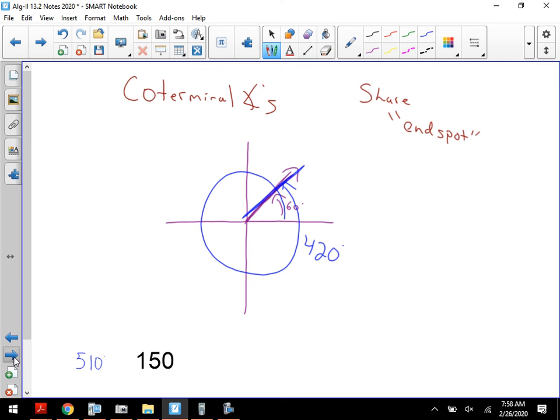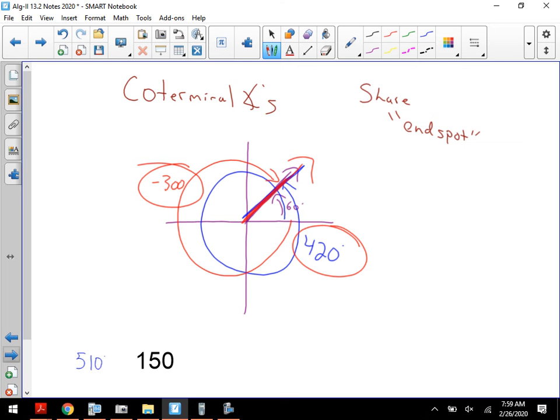A negative coterminal angle would be going the other direction to end up in the same spot. So I would take 60 and I would subtract 360. Where do you wind up? Negative 300. So these two angles, the 420 and the negative 300, are both coterminal with 60. One of them's positive and one of them's negative. A lot of times what we look at is, give me one positive and one negative coterminal angle.